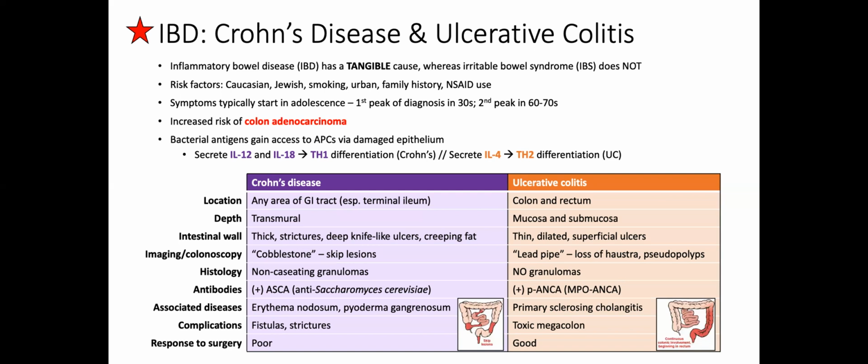Associated diseases in Crohn's disease would be erythema nodosum and pyoderma gangrenosum. In ulcerative colitis, primary sclerosing cholangitis, and that's going to be important, and we'll look at it in the third block. So complications are going to be fistulas or strictures, and then in ulcerative colitis, it's toxic megacolon. Response to surgery is poor in Crohn's disease, but it's pretty good in ulcerative colitis. But in both of these conditions, patients do sometimes have surgery. I'd make sure that I knew the difference between these, and this is a really great slide to go back and forth and know the differences.